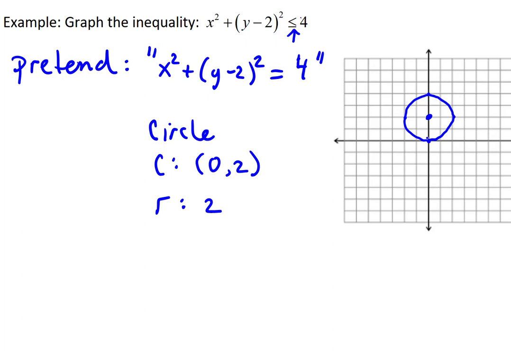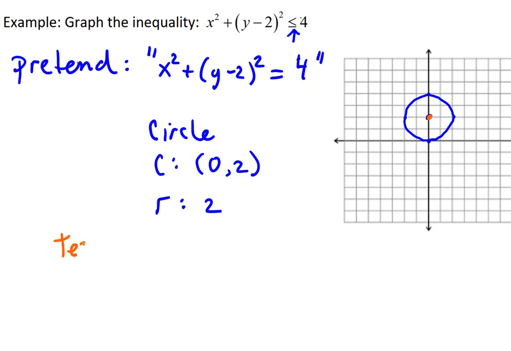We've done that before. And now we need to test a point to know, do I shade inside or outside of the circle? We just have to pick any point that's not on the circle itself. And unfortunately, (0, 0) looks like it's on the circle, and that's our favorite test point. Let's actually pick, how about the center of this circle? The center is not on the circle, it's in the middle of it. When I say on the circle, I'm talking about on the actual curve.